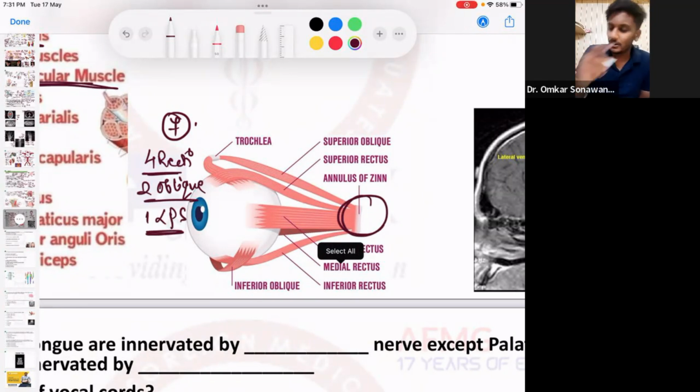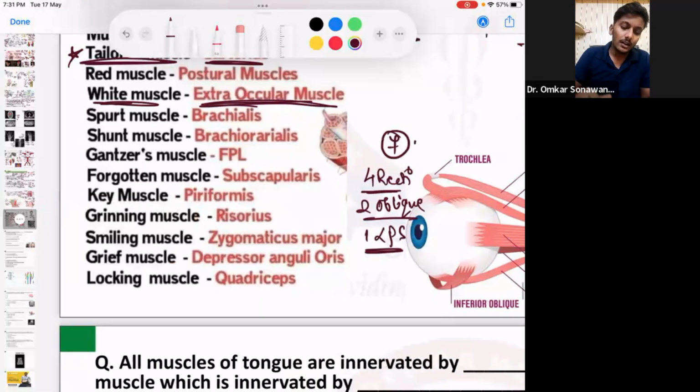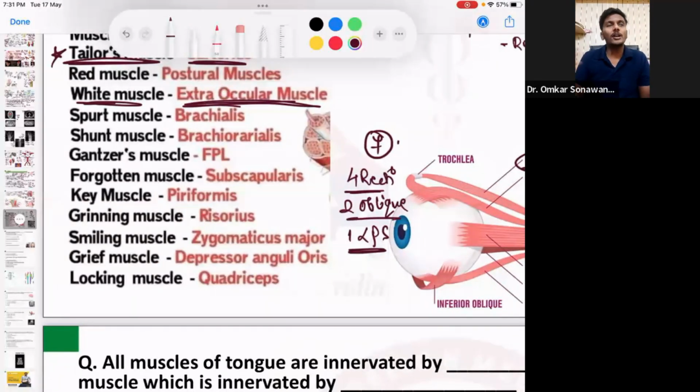The extraocular muscle which takes a turn around the trochlea is the superior oblique. It is the only muscle which takes a turn and inserts backwards. No problem with this, remember it. All extraocular muscles are innervated by the oculomotor nerve except for LR6 SO4.